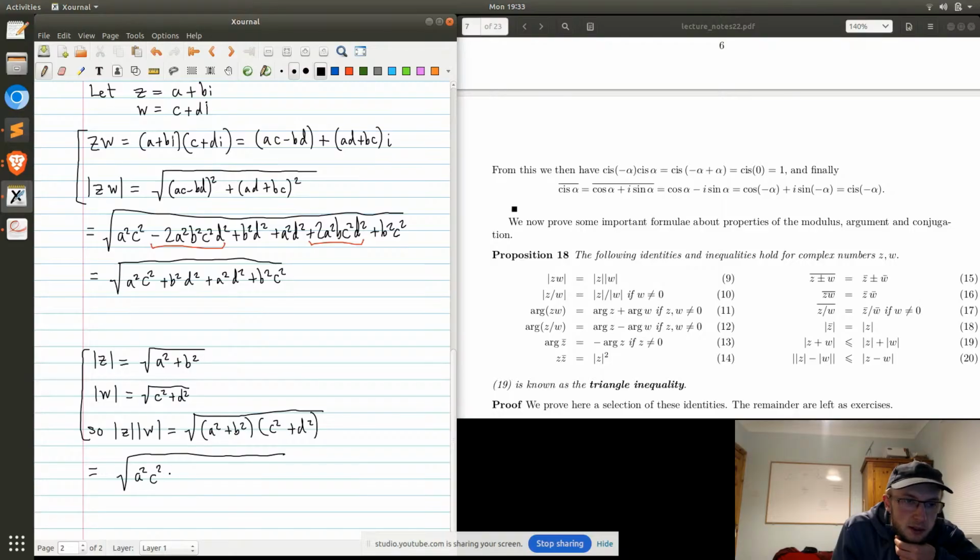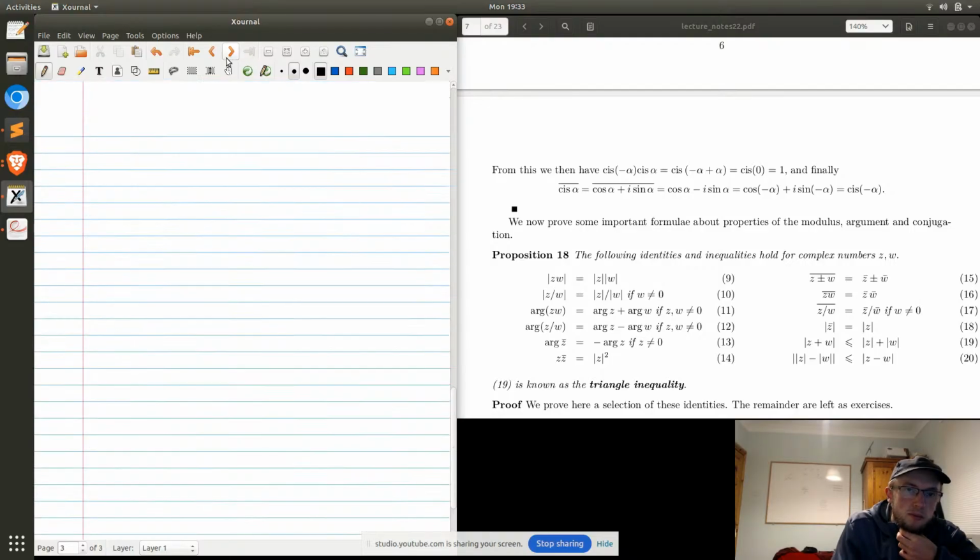A squared c squared plus b squared c squared plus a squared d squared plus b squared d squared. Oh, and look, you can see that their parts match up. So we can just call that 1, call that 2, and say 1 is equal to 2, which is great. Okay.